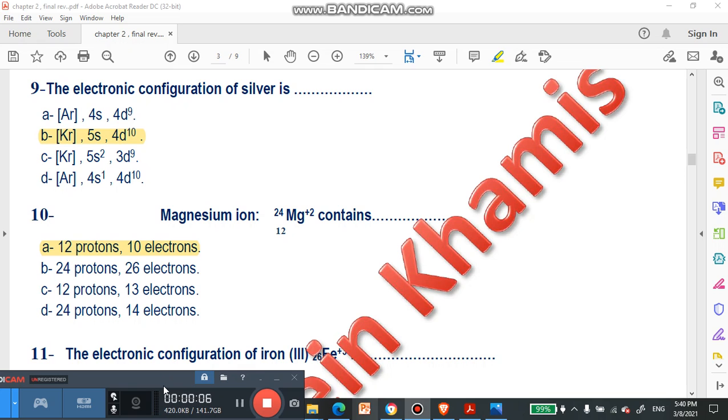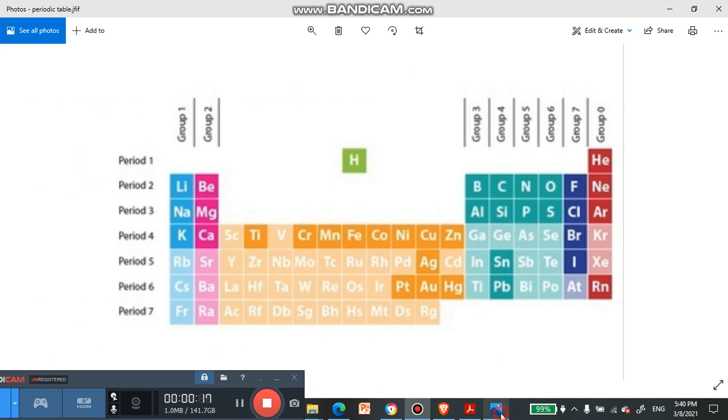We are going to complete our questions of chapter 2 open book questions. Let's start with question number 9. The electronic configuration of silver is. Okay, we will look at the drawing of the periodic table. We have silver here, Ag.